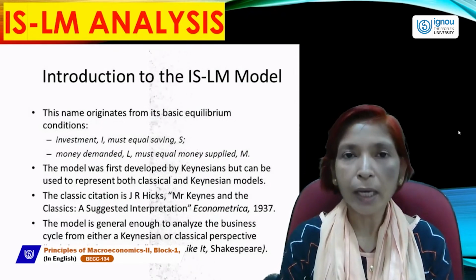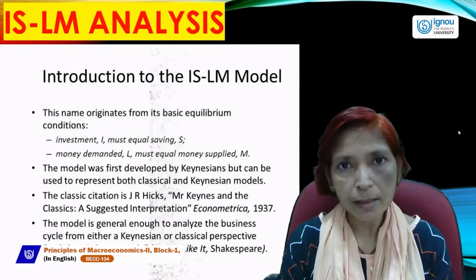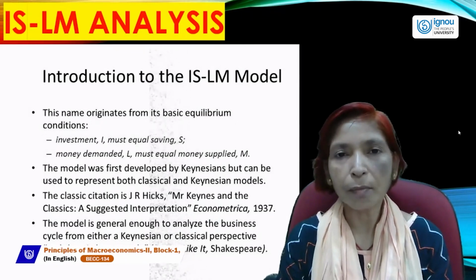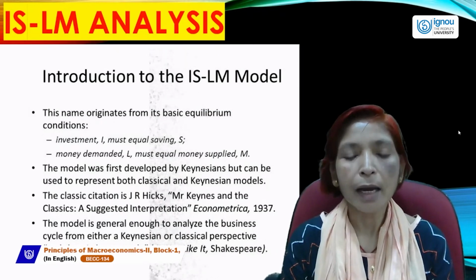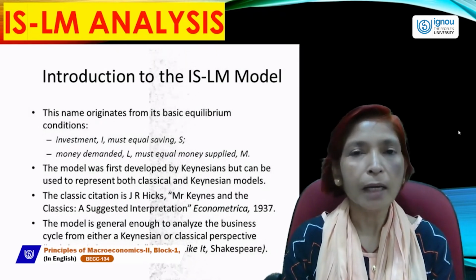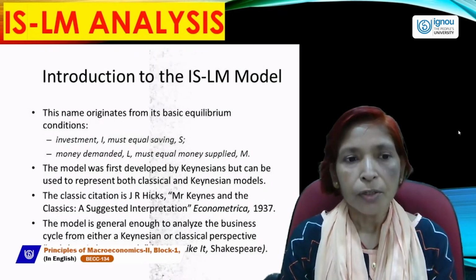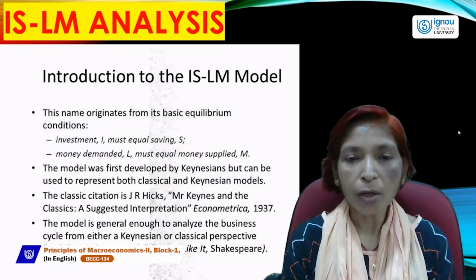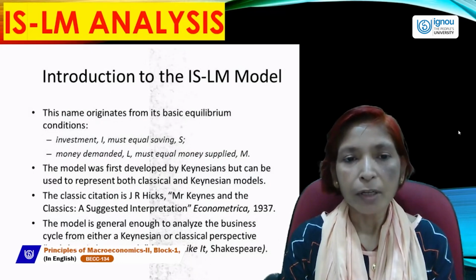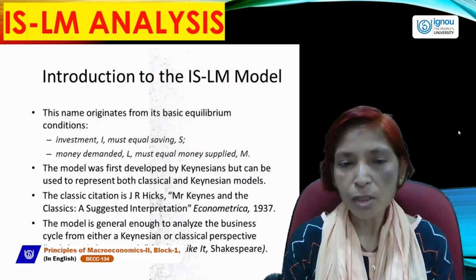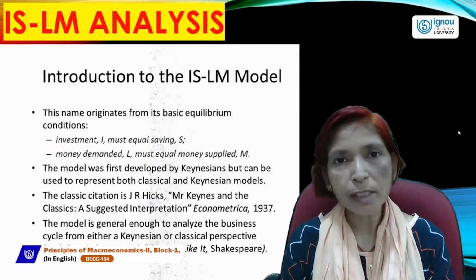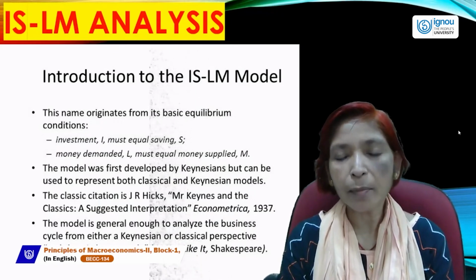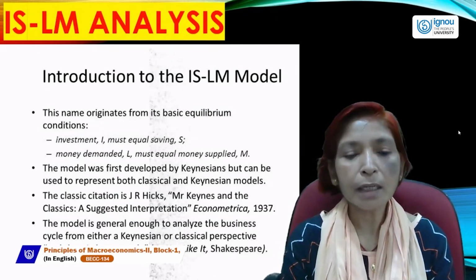But according to Keynes and J.R. Hicks, the rate of interest is determined through the intersection of the IS and LM curves. So this is the basic model of IS-LM, in which I shows investment and S shows saving, L shows liquidity preference or money demand, and M means money supply.